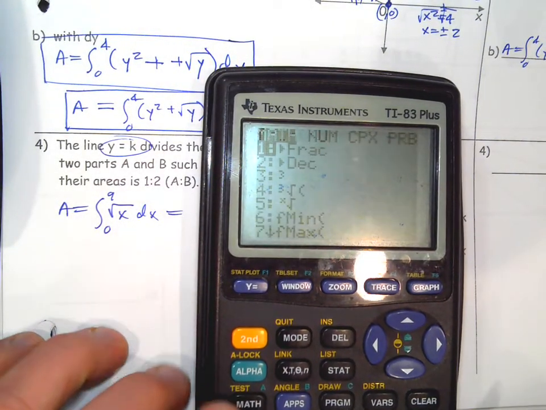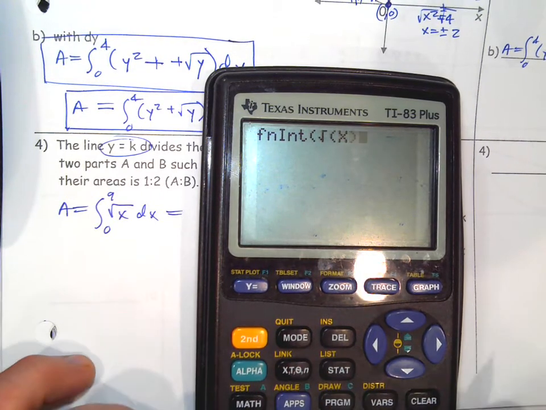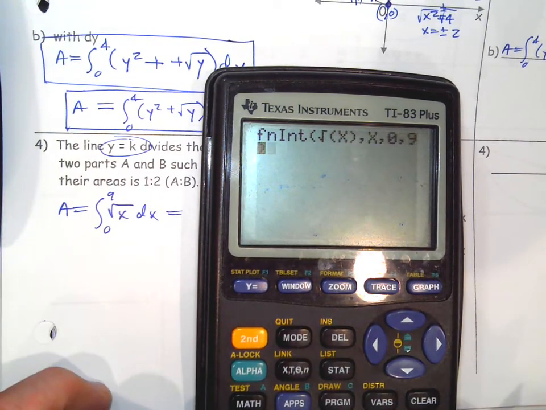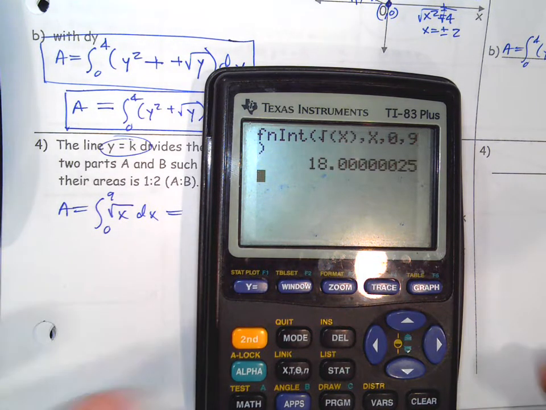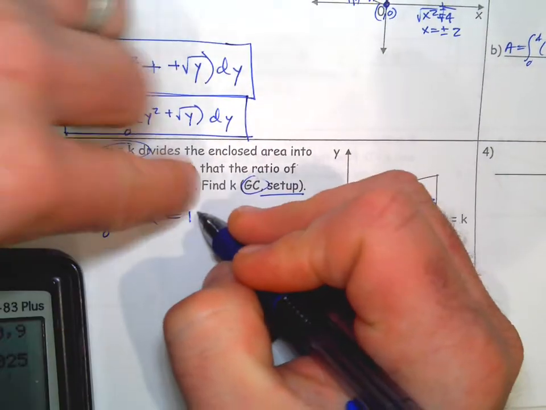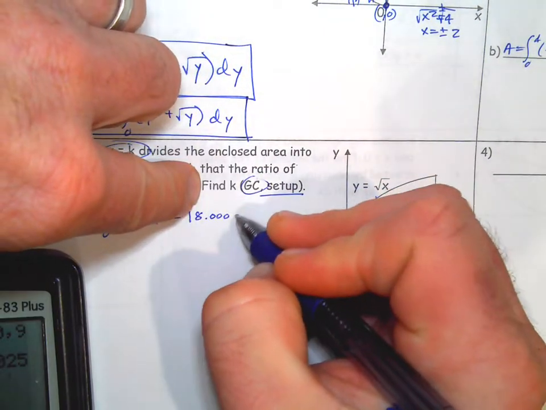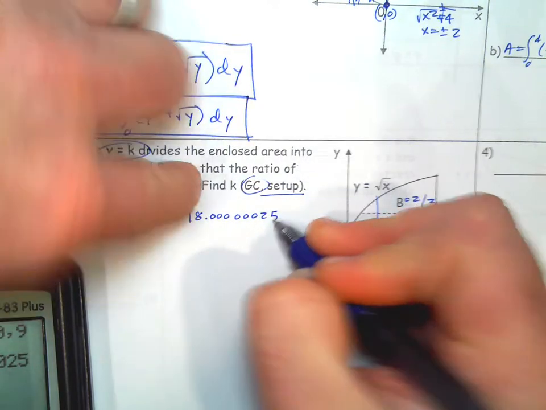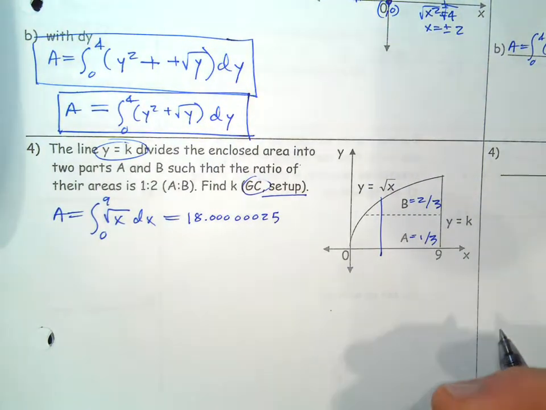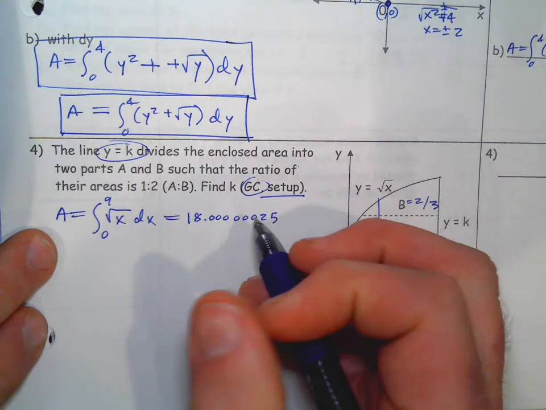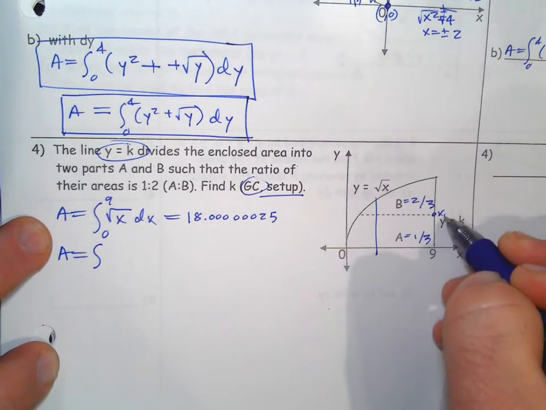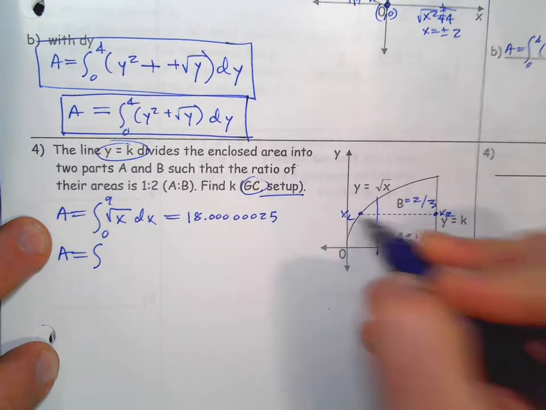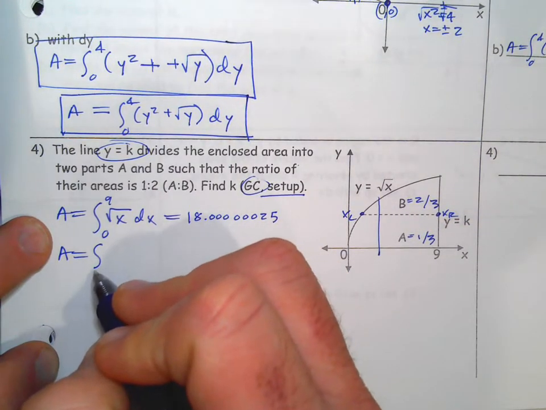So math 9, square root of x, comma 0, comma 9. You can do it by hand too. It's going to be 18.000000025. I think it's technically exactly 18. Or you could do horizontal slicing, x right minus x left, which you're going to have to do at some point in this problem anyways.